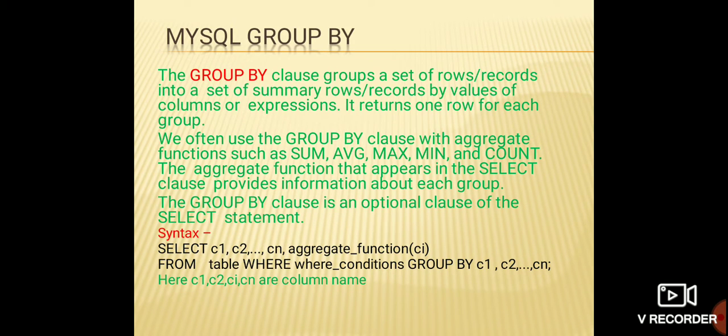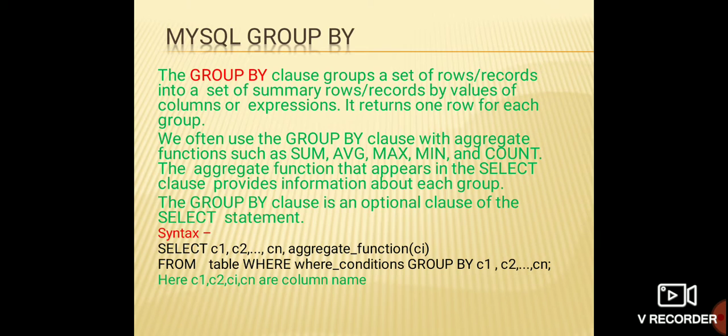The next topic is group by. Why do we use the group by clause? The group by clause groups a set of rows or records into a set of summary rows or records by values of columns or expressions. Basically, we use it to group the entries of a set of rows or records into summary rows. Okay, and the group by clause is basically used with aggregate functions such as sum, average, maximum, minimum. All these functions are used with the group by clause.